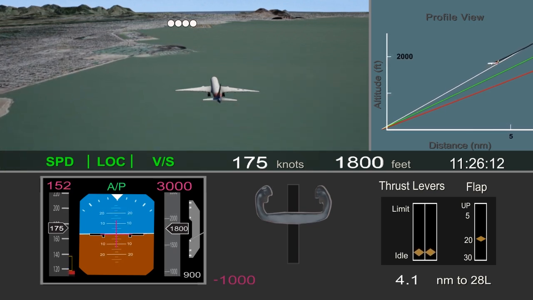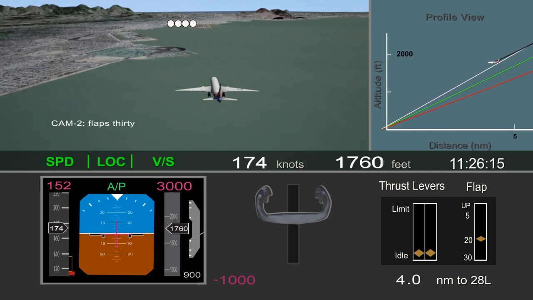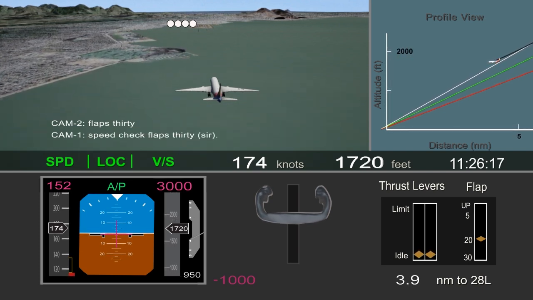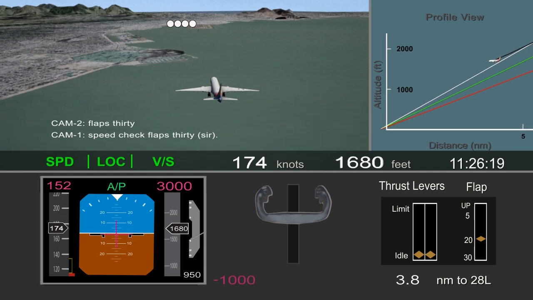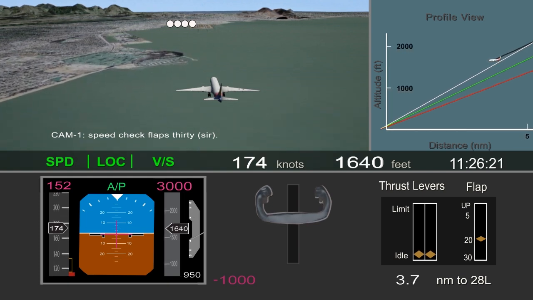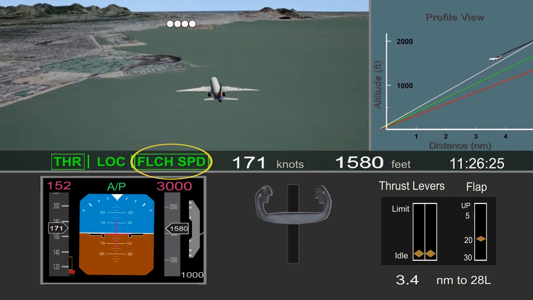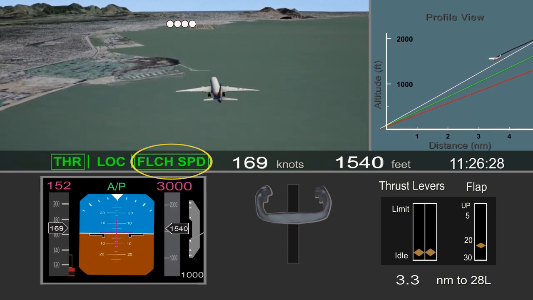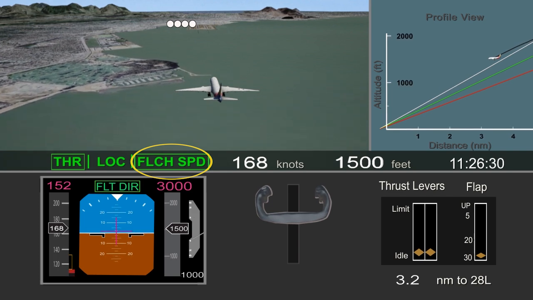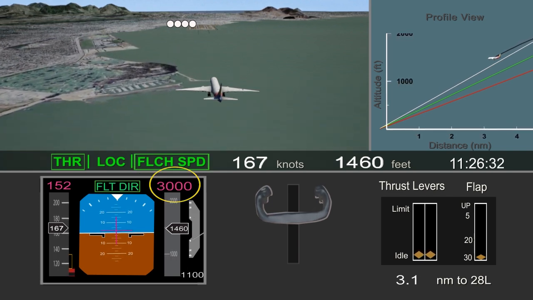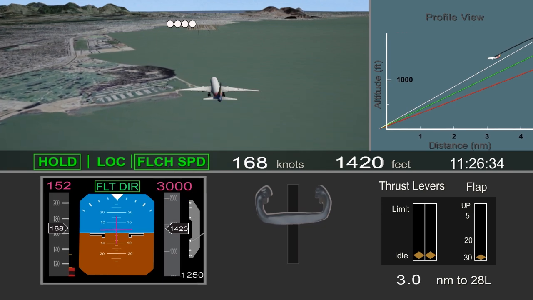The pilot flying called for flaps 30, but the pilot monitoring noted they were still a little too fast for flaps 30. The pilot flying switched the autopilot to flight level change mode, which did not help with the descent and resulted in the airplane initiating a climb to the 3,000-foot altitude that was previously set.